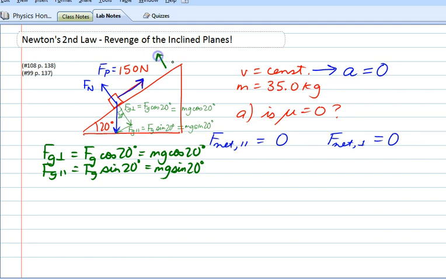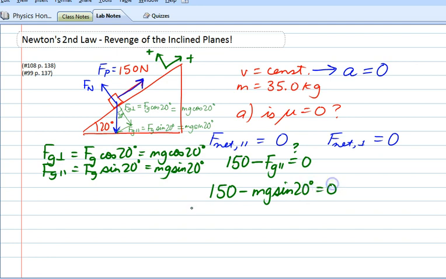Well, let's set up our axis. So up the incline and perpendicular to it is positive. So we have 150 minus Fg parallel is equal to 0. Now we don't know if it is, we want to check. So we have 150 minus mg sine of 20. So we get 150 minus 35 kilograms, and this is newtons, by the way, times 9.8, times sine of 20. We want to know if that's equal to 0.